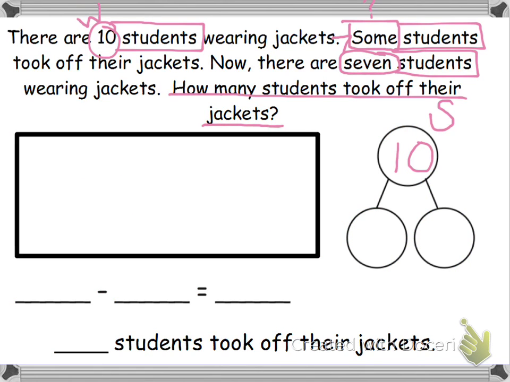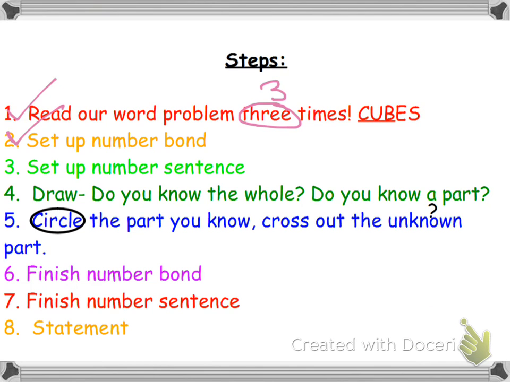Now we can't forget to do the part. So let's see. We know there are some students that took off their jacket. Does it tell us how many students took off their jacket? No. We just know there's some. So we're going to put a mystery right there. And we're going to put a T for took off. That's our mystery. We don't know just yet. It says now there are 7 students wearing jackets. So we know there's 7 students that are wearing their jackets. So I'm going to put a W for wearing their jacket. Okay, so now we set up our number bond.